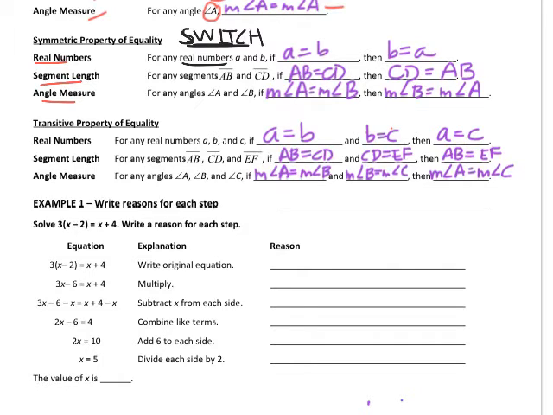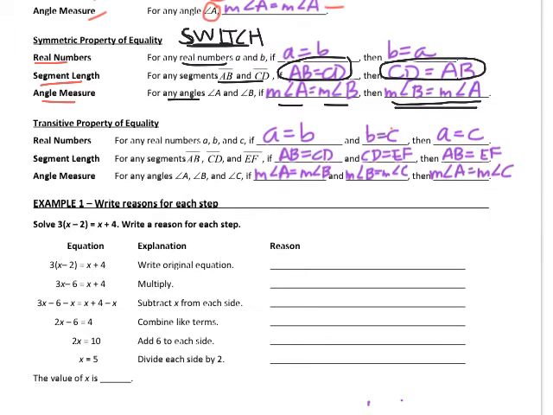So like we said, real numbers, if A equals B, then B equals A. For segments, if AB and CD equal each other, then it could be written either way: AB equals CD or CD equals AB. We're just switching the order of how it's written. We can do the same thing for angles. If the measure of angle A equals the measure of angle B, then if we write it this way, it means exactly the same thing: angle B equals angle A.